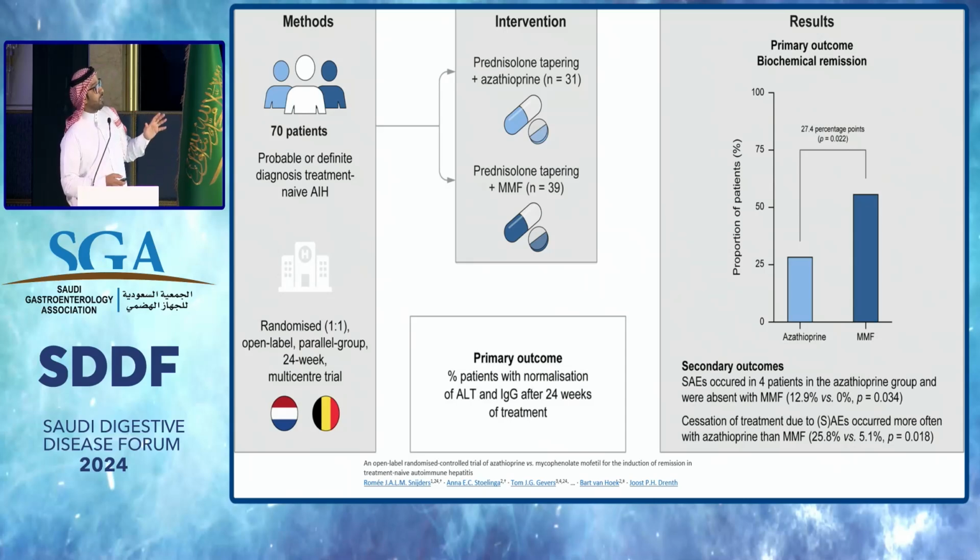But I guess this slide begs the question: do we have enough information to replace azathioprine with MMF? And can we use MMF in a disease whose patients are predominantly female and of childbearing potential? I guess we need to wait for more information, and I don't think it's going to replace the combination of azathioprine and prednisolone in the near future.